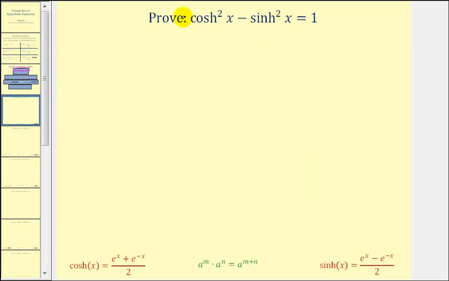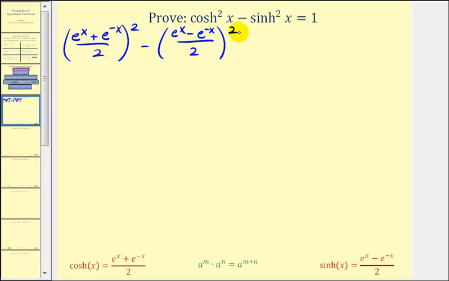So to prove this identity, we're going to write hyperbolic cosine squared x in exponential form, hyperbolic sine squared x in exponential form, then square the fractions, and then subtract the fractions, and then hopefully show the left side is equal to positive 1. So for hyperbolic cosine squared, we would have e to the x plus e to the negative x divided by 2 squared, and then minus hyperbolic sine squared, which would be e to the x minus e to the negative x divided by 2 squared. We want to show this is equal to positive 1.